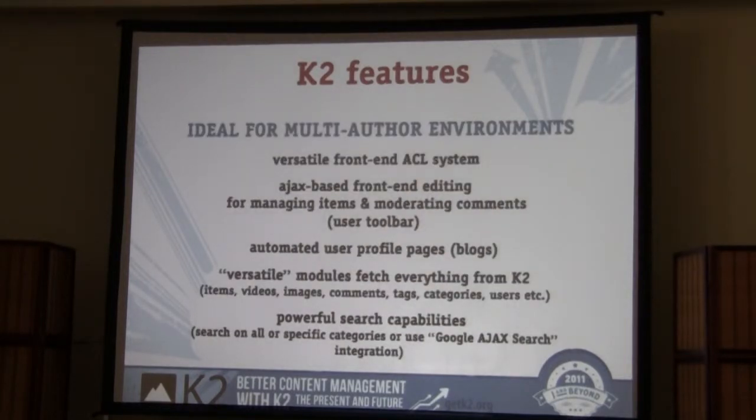K2 was actually built with multi-author environments in mind. It's got a very versatile front-end ACL system, which allows you to create groups of authors and assign them to specific categories with specific rights. And all these people can input content from the front end to your website. So that does solve partially the ACL problem that Joomla has had for many years. And now that Joomla 1.6 is released and it's got its own ACL system, we can combine those two for the best result that we can imagine in terms of content flexibility.